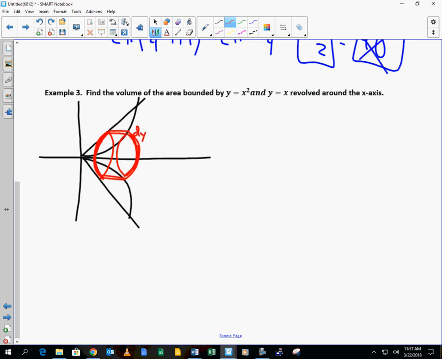Okay, now it's time to unravel it. We said that the thickness was dy. This is the most challenging part for people to see: what is this dimension right here? It's x squared minus x. It's the right minus the left in order to come up with that distance.